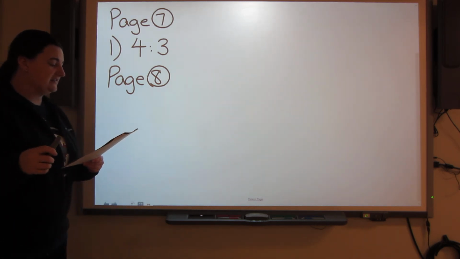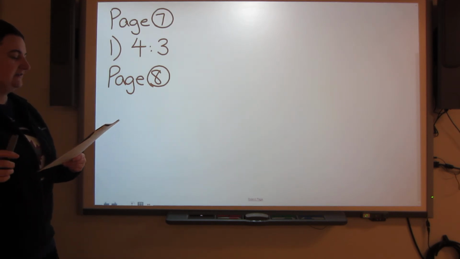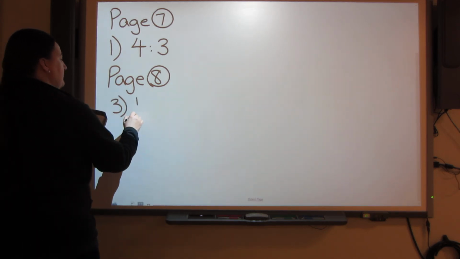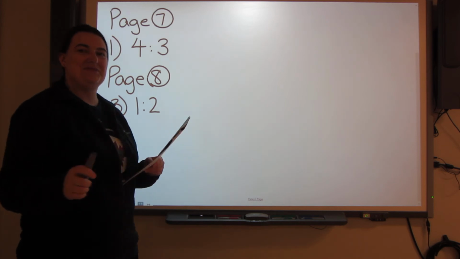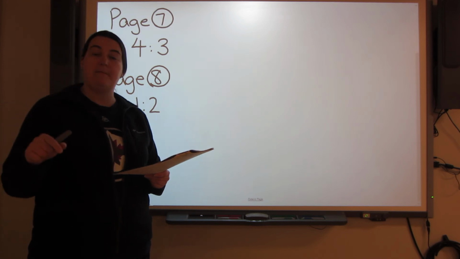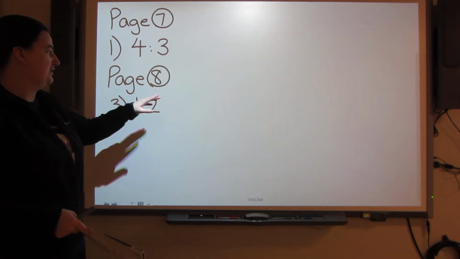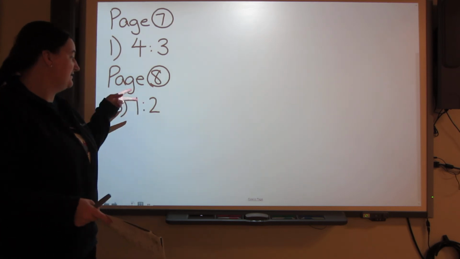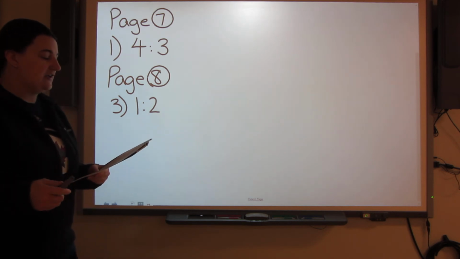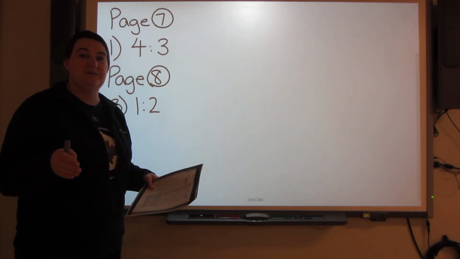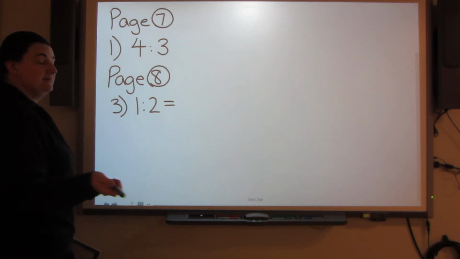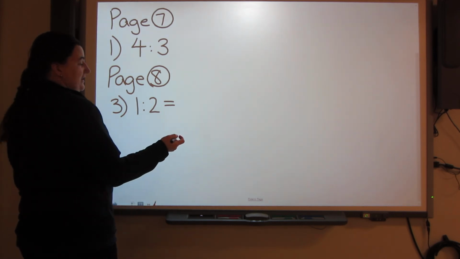So, let's take a look at number 3 on page 8. So number 3, you have 1 to 2, and it asks you to write 3 equal ratios in the same form. That means that you don't want to turn it into a fraction, you don't want to use words. This has the ratio symbol, so each of your equivalent ratios are going to be in the ratio symbol. So, and it says write 3 equal ratios. So, the easiest way to do that is just put an equal sign and start multiplying by any number that you want. It's always easy to start with 2.